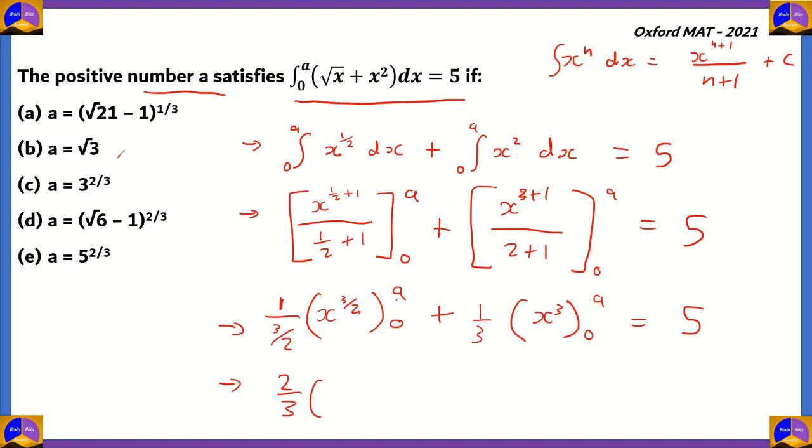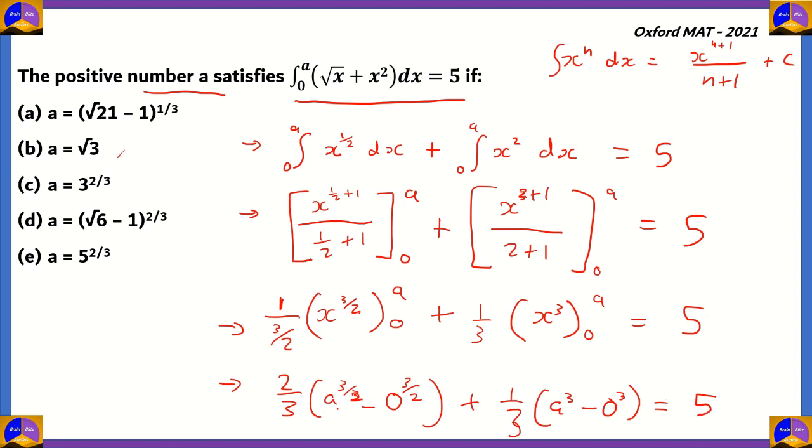So the upper limit is a, so it'll be a raised to 3 by 2 minus the lower limit is 0, so 0 raised to 3 by 2, which is basically 0. Similarly, 1 by 3 times a cubed minus 0 cubed, which is again equal to 0. The right hand side remains 5.